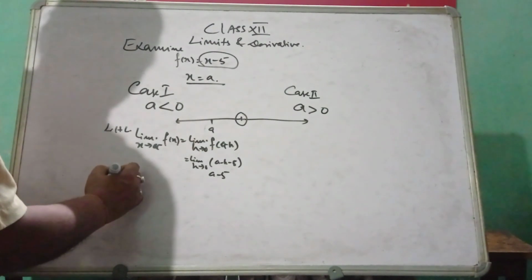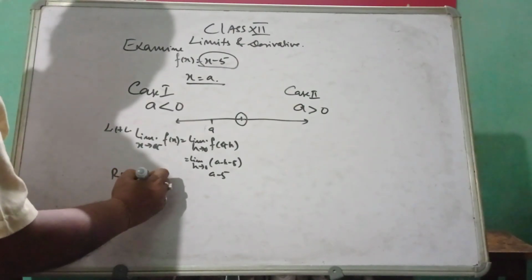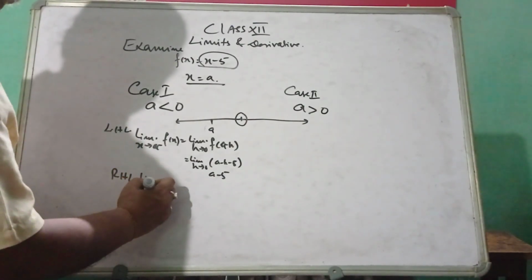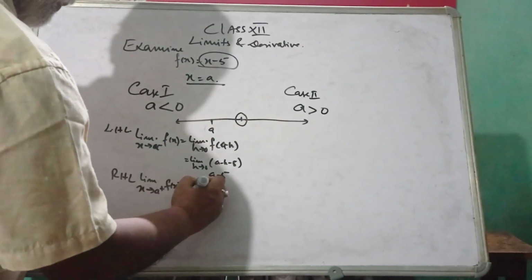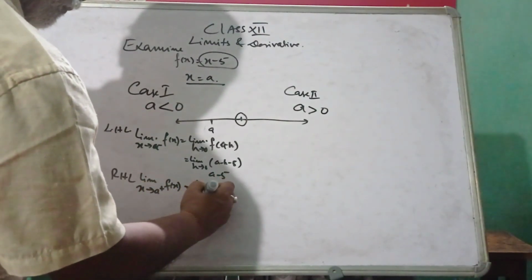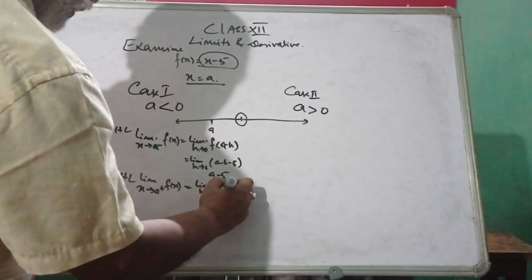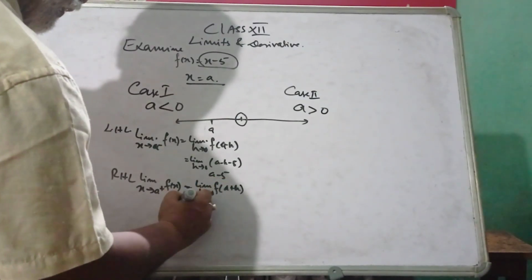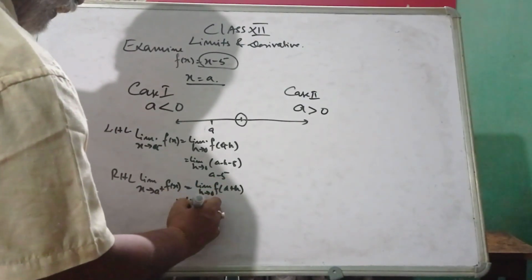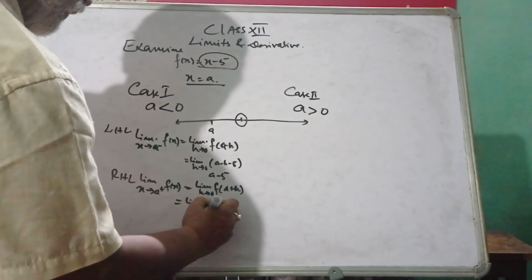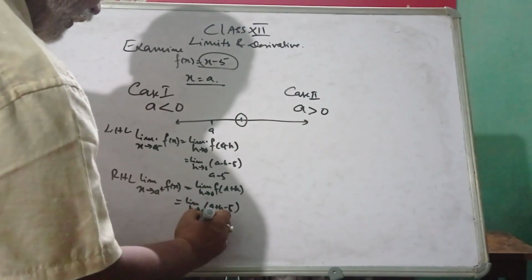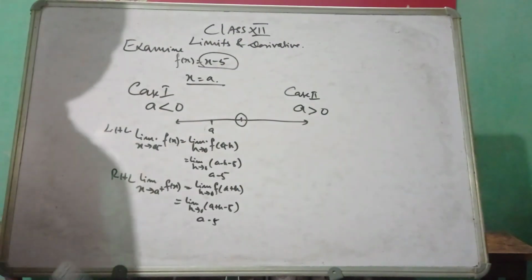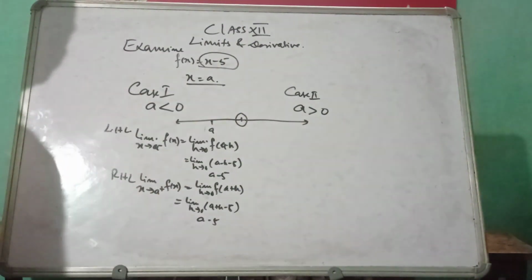And again your right hand limit, limit x tends to a plus f(x). So here again limit h tends to 0, f(a plus h). So here your limit h tends to 0 of a plus h minus 5. Your result is a minus 5. So this side it is the same, it will be continuous.